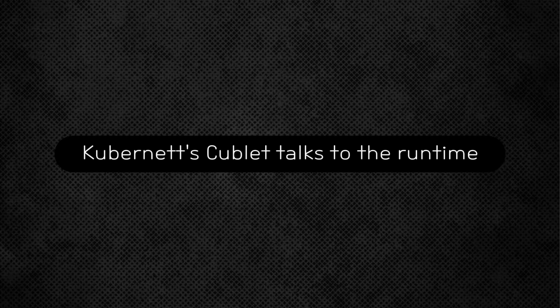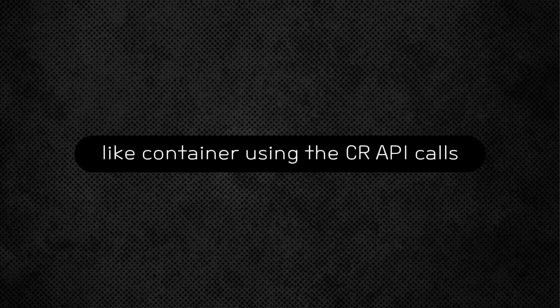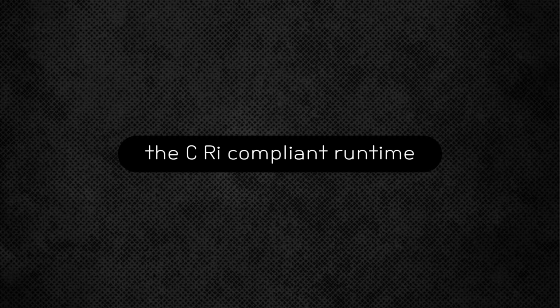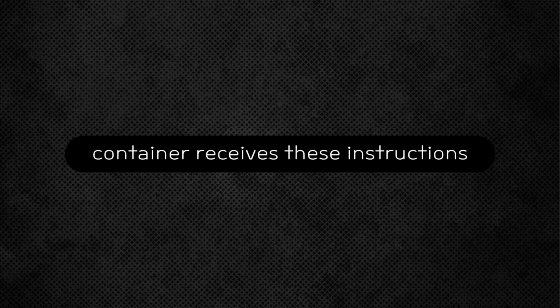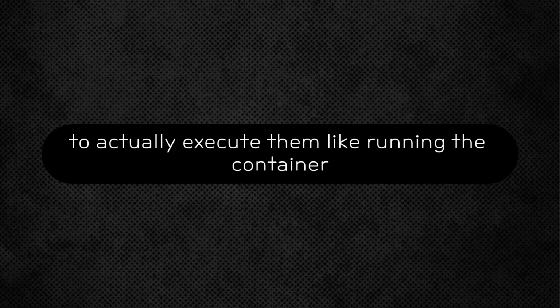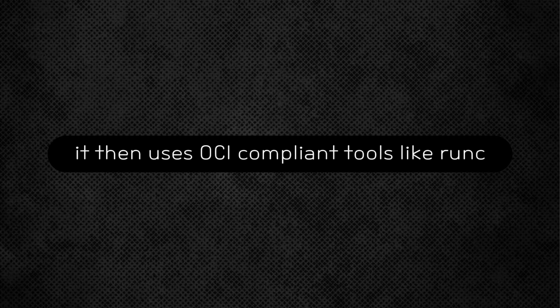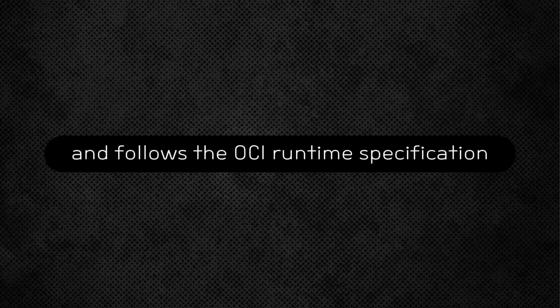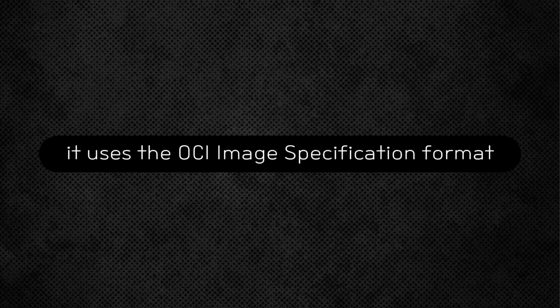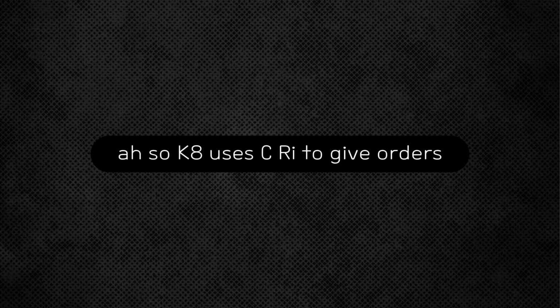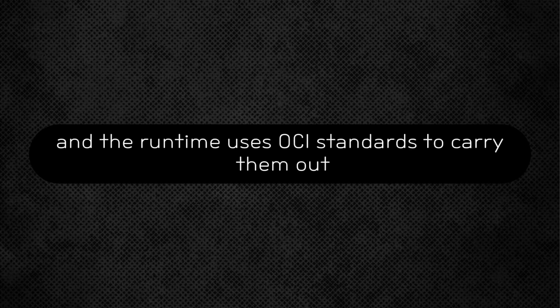They work in layers, complementing each other beautifully. Kubernetes kubelet talks to the runtime, like containerd, using the CRI API calls. Please create this pod. Please pull this image. Okay. The CRI-compliant runtime containerd receives these instructions. To actually execute them, like running the container, it then uses OCI-compliant tools like runc and follows the OCI runtime specification. To handle the image, it uses the OCI image specification format. So K8s uses CRI to give orders, and the runtime uses OCI standards to carry them out.